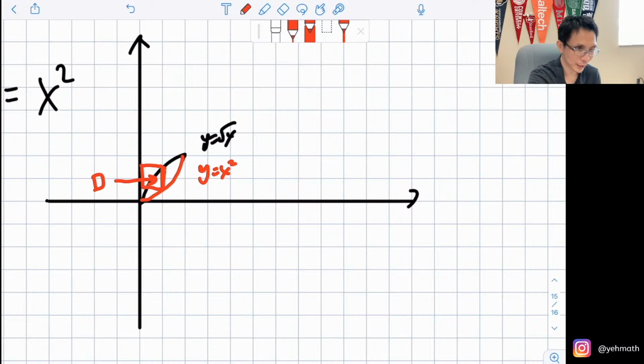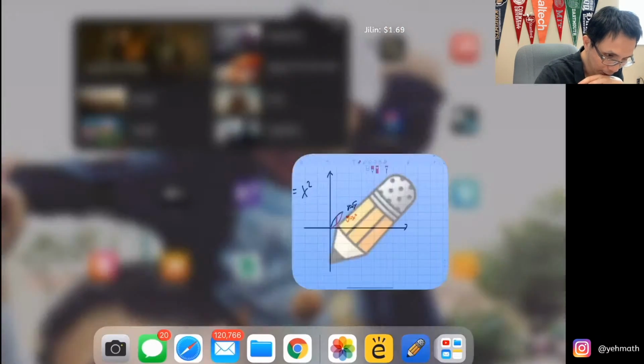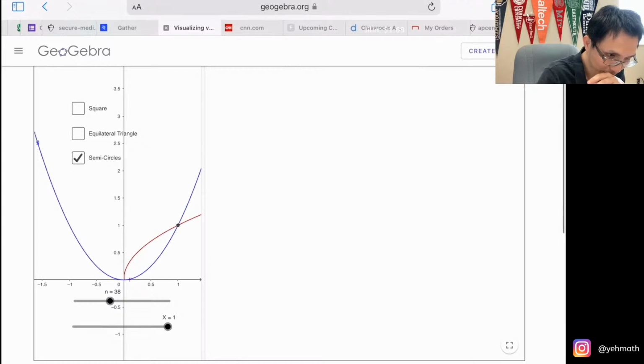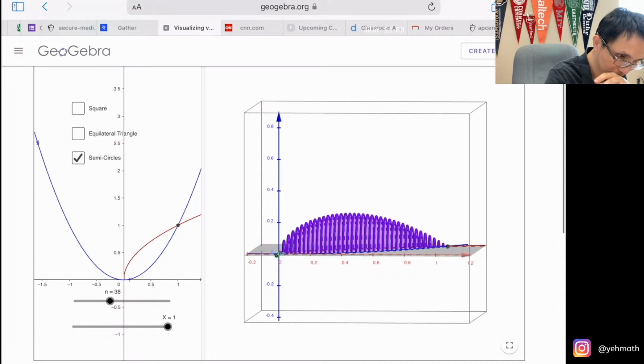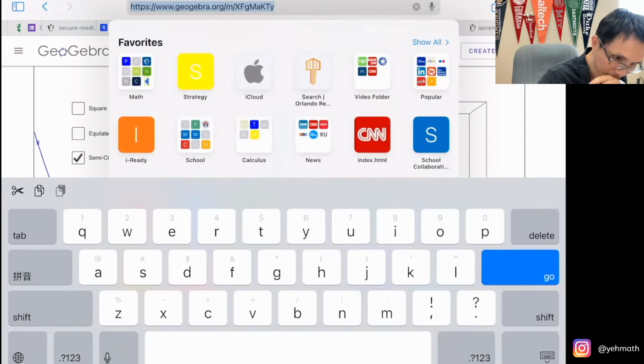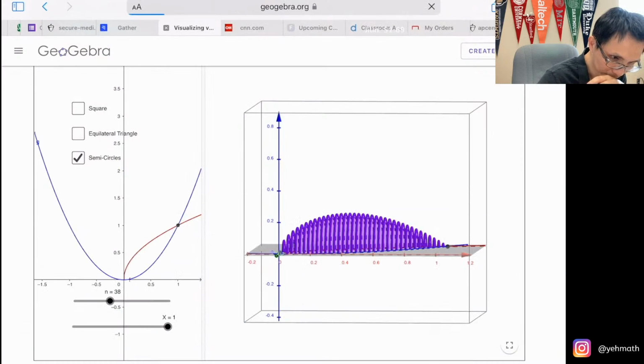I don't know how to graph correctly, so I'm gonna do a better job here. What I'm gonna do is go to decimals. We're gonna go to GeoGebra, and hopefully we have Wi-Fi. Oh, wait, we don't have Wi-Fi today?